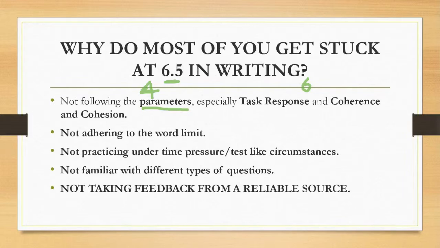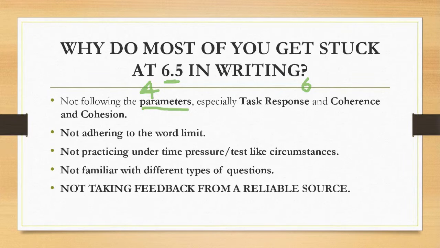This means that you have to pay attention to each of the parameters: task response, coherence and cohesion, lexical resources, grammatical range and accuracy equally, because each of these parameters carries a weightage of 25%. So if you score 6 in any of these parameters, your score drops down to 6.5, which is something we do not want to go through. So please, please, please focus on all the 4 parameters.